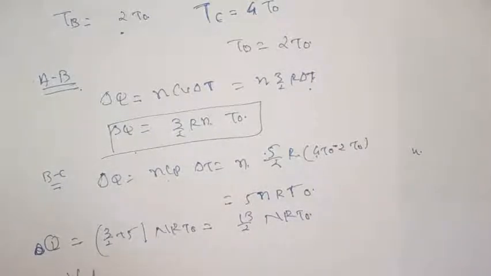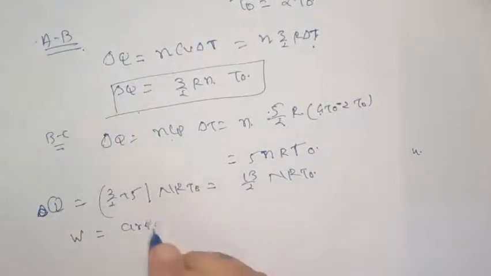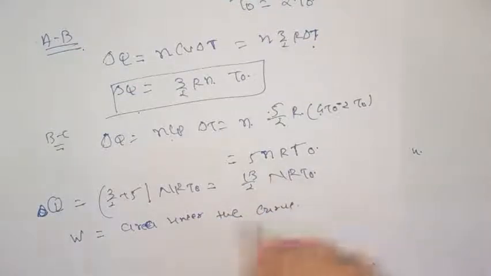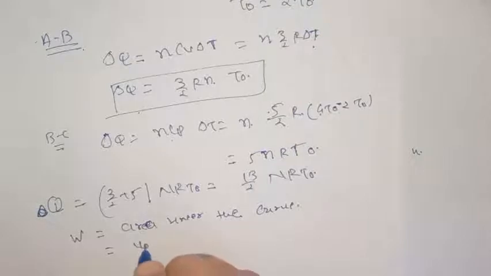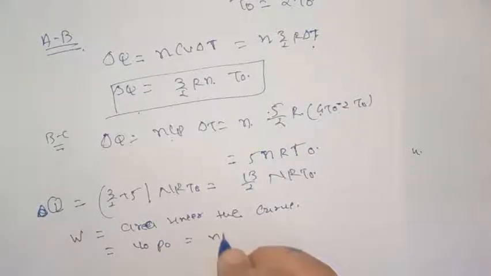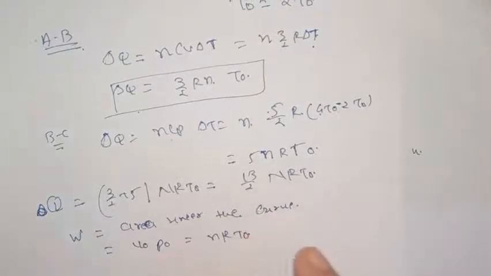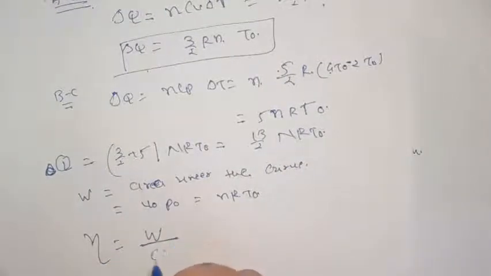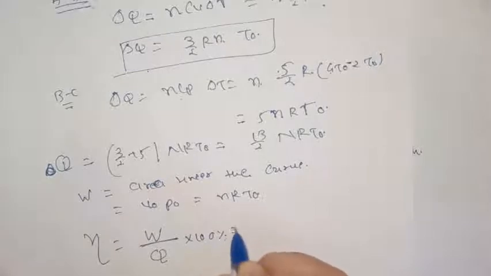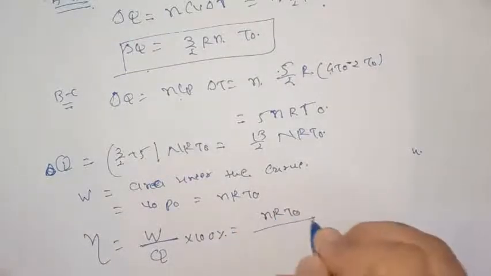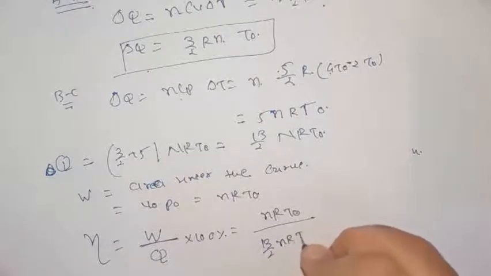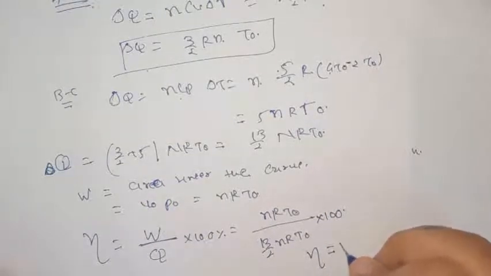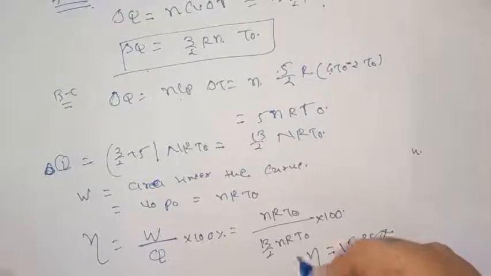Now, the total work done will be equal to the area under the graph. So that will be equal to V naught into P naught, but V naught into P naught is n R T naught. We want to find the efficiency. The efficiency is given by work done per unit heat given, into 100%. So work done is n R T naught and Q is 13/2 n R T naught, into 100. Simplifying this, we get eta approximately equal to 15.38%.